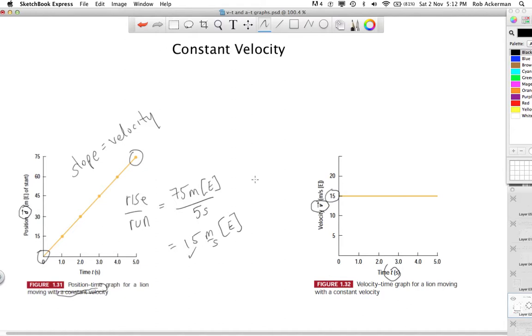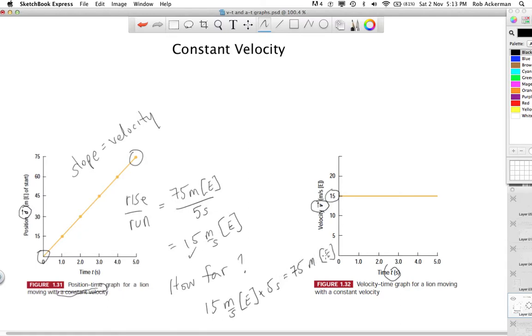There are some other interesting things that we can get from this graph, however. For example, if I told you that the lion was moving at a constant 15 meters per second for 5 seconds, and I asked you how far did it go, well, you would say, okay, well, 15 meters per second to the east times 5 seconds, that's 75 meters east.